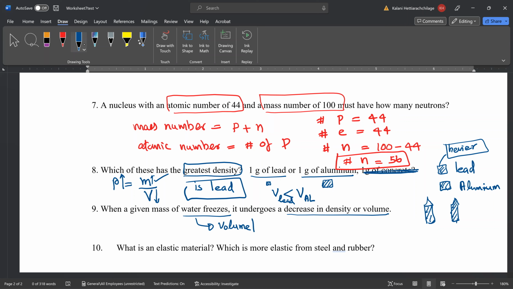Volume increases. When volume increases, what will happen to the density? Because density rho equals mass over volume. When volume increases, density decreases. Then, decrease in density.